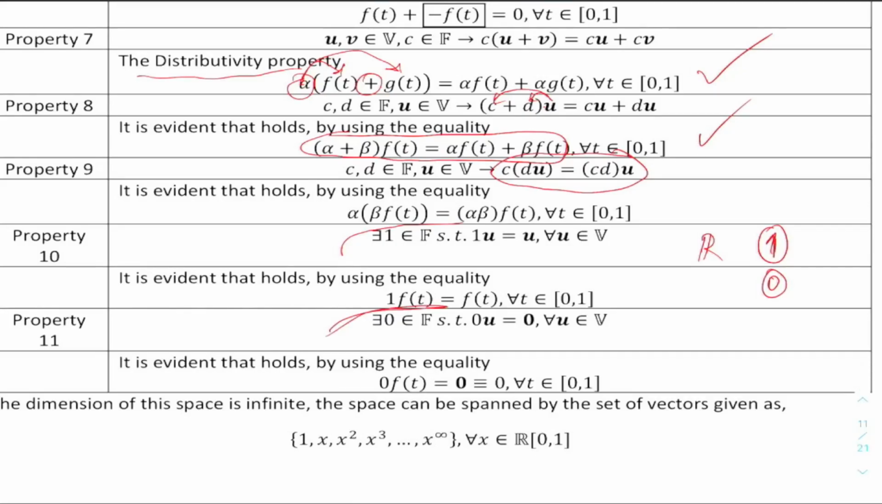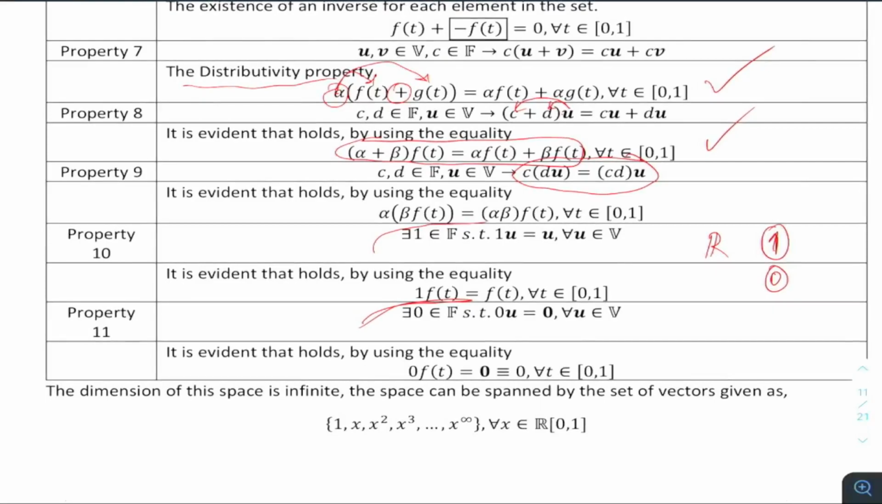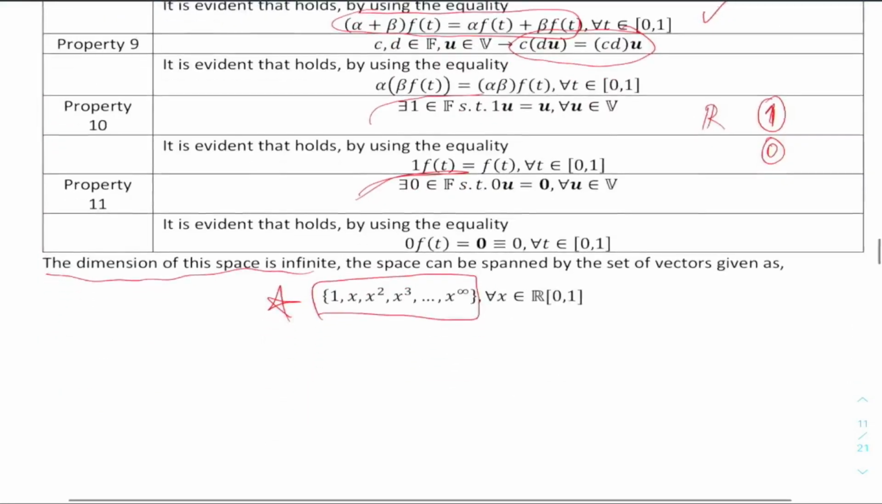Okay. And in the problem, it also asks about the dimension of this space, and this is infinite, right? And if we were to write the basis vectors, we would write something like this, right? And you can think of it like there is, of course, some similarity between the Fourier transform object, subject, right?